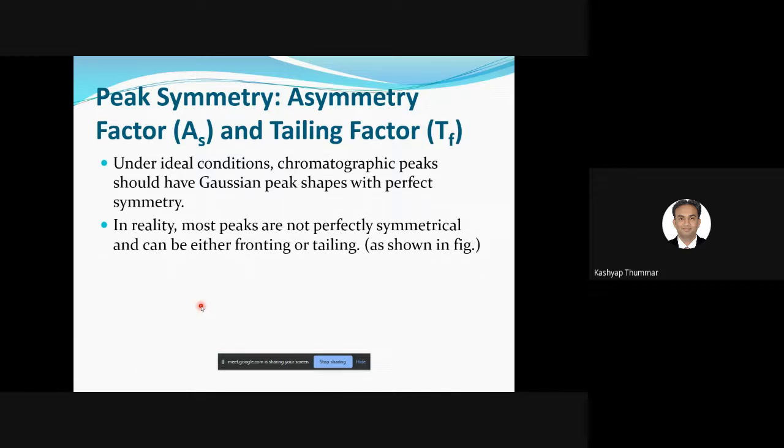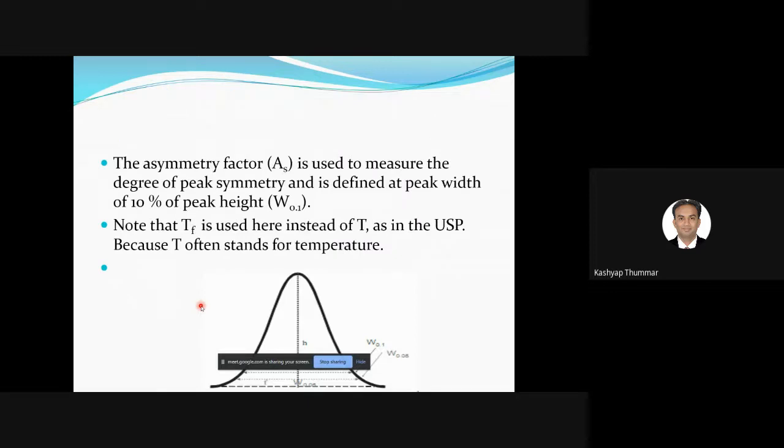So under ideal conditions, chromatographic peaks should have a Gaussian peak shape. As I said, Gaussian means the ideal peak shape with perfect symmetry. In reality, most peaks are not perfectly symmetrical and can be either fronting or tailing. When we go to actual practice, it may be fronting or it may be tailing. So, what is the asymmetry factor?